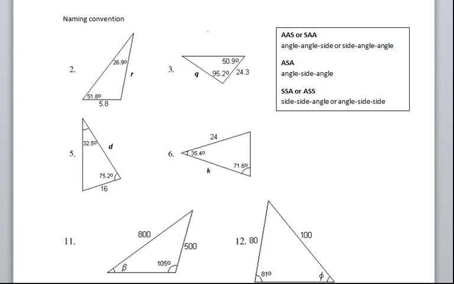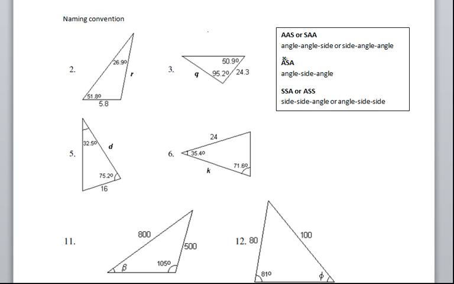Okay, here in 3.2, before we start talking about the law of sines, I want to start talking about the naming convention for triangles. And that's based on the information given. Okay, so here are some triangles from the book. And here are your choices.